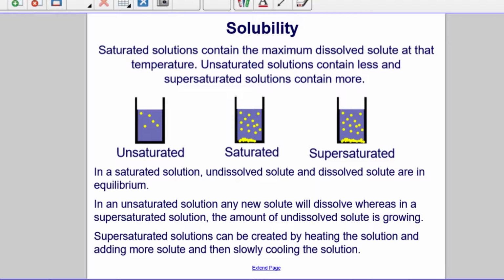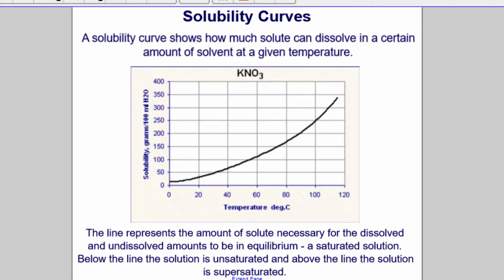In an unsaturated solution, any new solute will dissolve, whereas in a supersaturated solution, the amount of undissolved solute is growing over the solubility limit. Supersaturated solutions can be created by heating the solution, then adding more solute, and then slowly cooling it down. A solubility curve shows how much solute can dissolve in a certain amount of solvent at a given temperature.